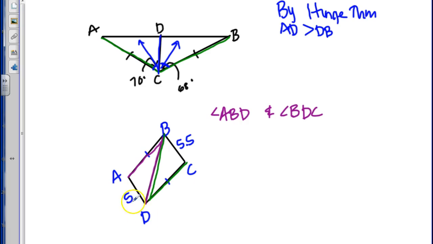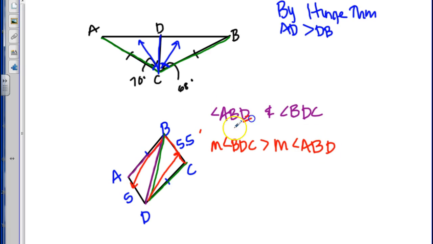Well, I know the opposite side from ABD is 5, and I know the opposite side from BDC is 5.5. This side is larger, which means angle BDC is larger. The measure of angle BDC is larger than the measure of angle ABD, because this side, BC, is larger than AD. Therefore, its angle opposite is larger.